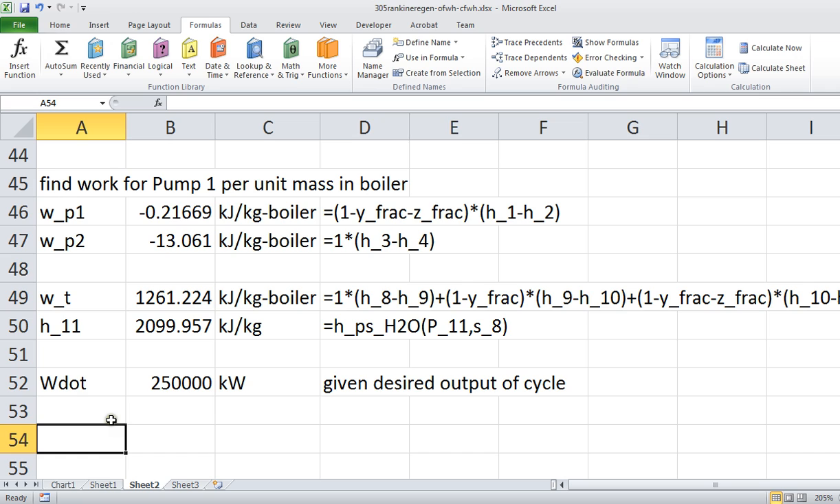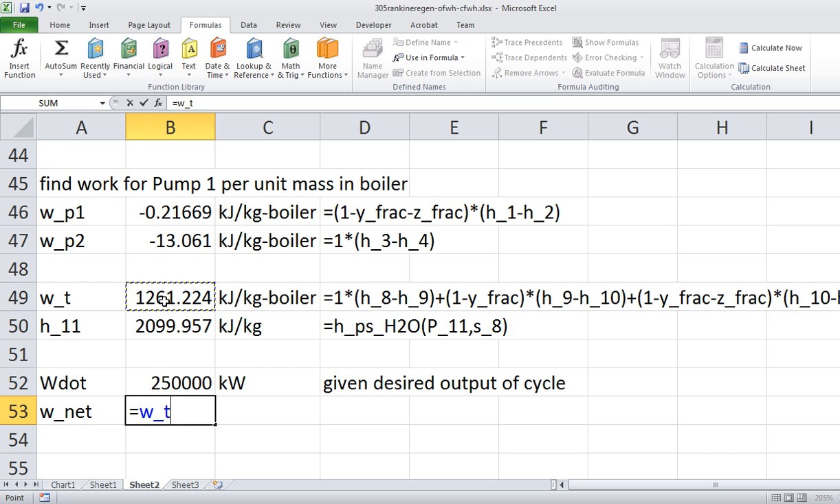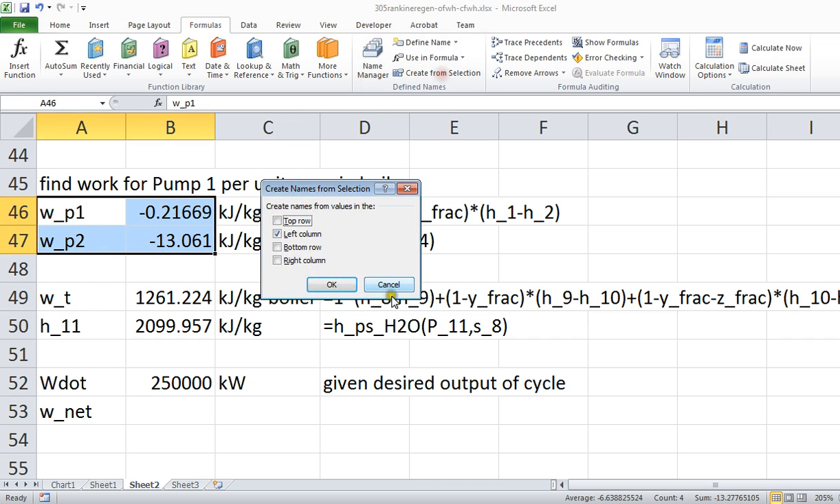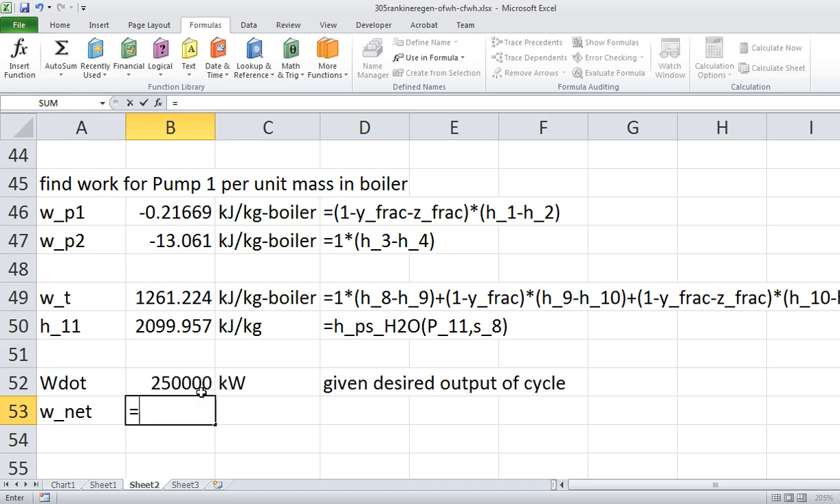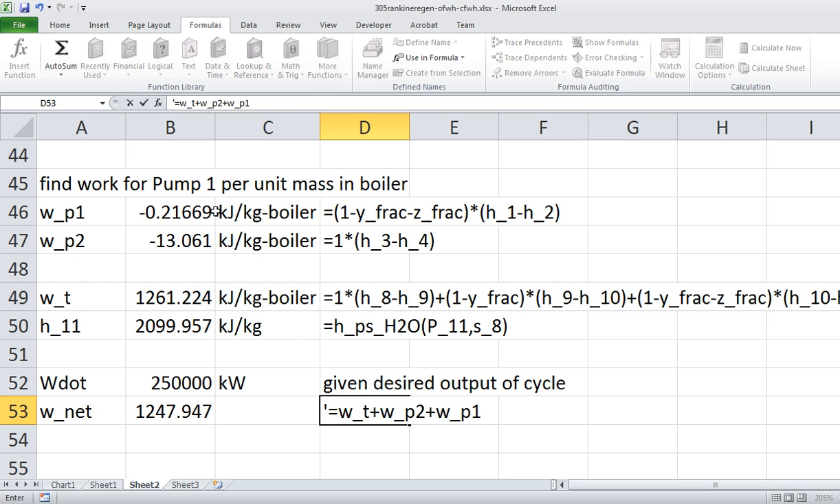Okay, so we're right here at the end. Let's see if we can figure this out. I need to write here W net, this is the net cycle output. It's really going to be the work of the turbine, and in the way I've done this, I'm going to add the work of pump 2. Sorry, these haven't been defined properly. So let's do it again. It's equal to the work of the turbine plus the work of pump 2 plus the work of pump 3. So it's 1247 kilojoules per kilogram in the boiler.